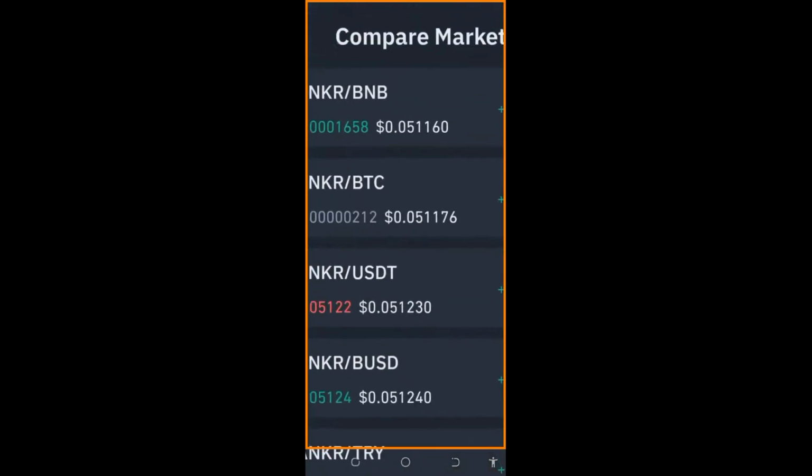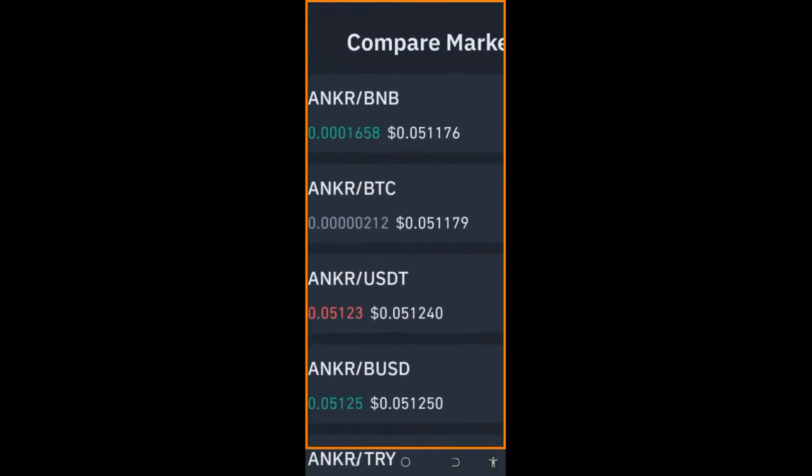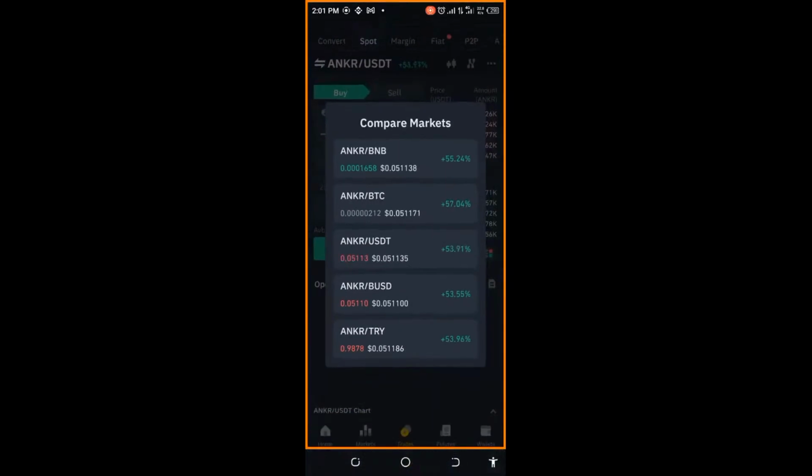So this is what we're going to do. As you can see, it's flipping and flopping, flipping and flopping. It's right now at 0.512. So I'm thinking of putting it in at 0.510, and I'm going to sell it in the BTC market because I know it's going to get there at 0.512. Let's go ahead and see how that will look.